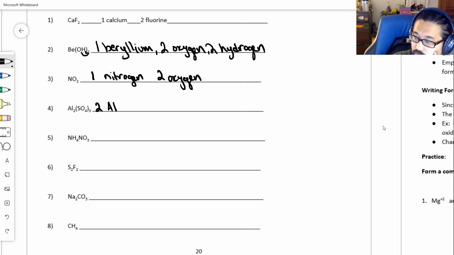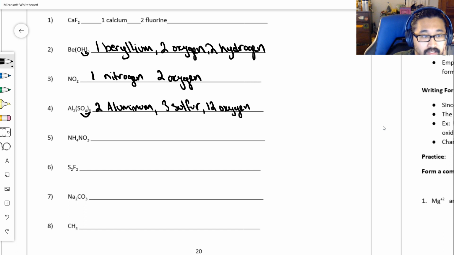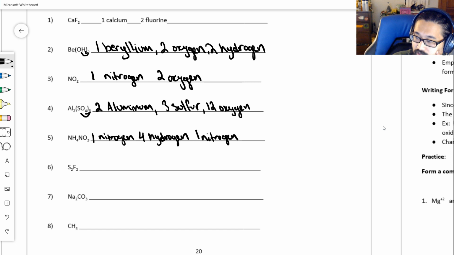I have 2 aluminum, 3 sulfur, and 12 oxygen. And the reason for that, again, is the distribution, right? It's 3 times 1 and 3 times 4. So I have 1 nitrogen, 4 hydrogen, another 1 nitrogen. Now you could have just said 2 nitrogen and been fine, and 3 oxygen.